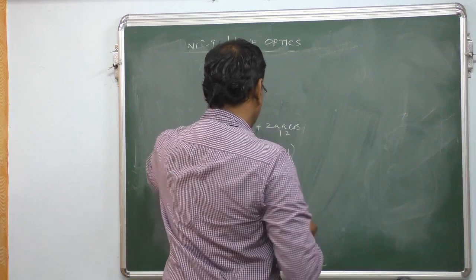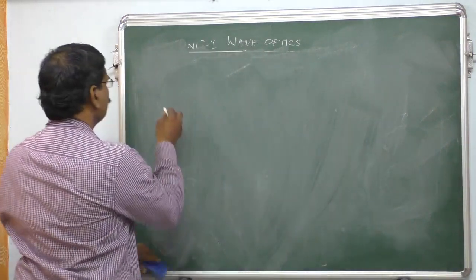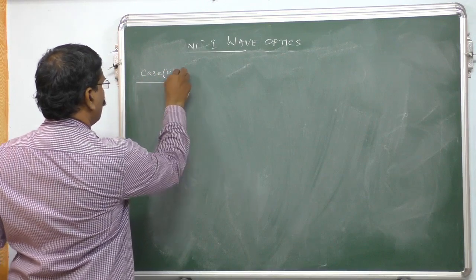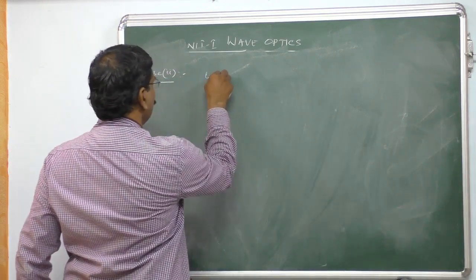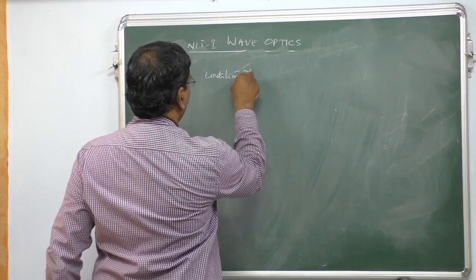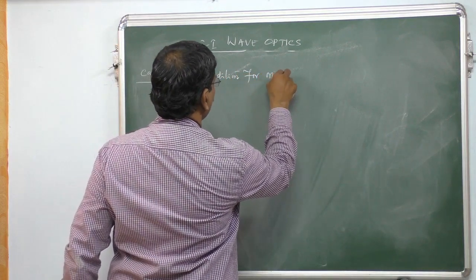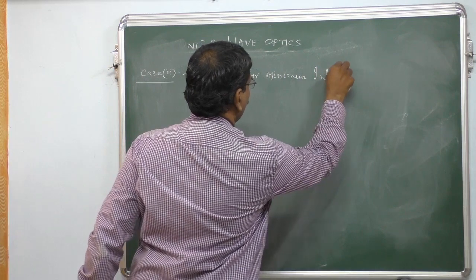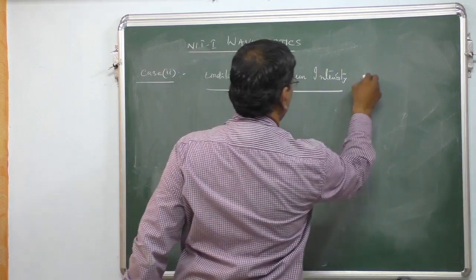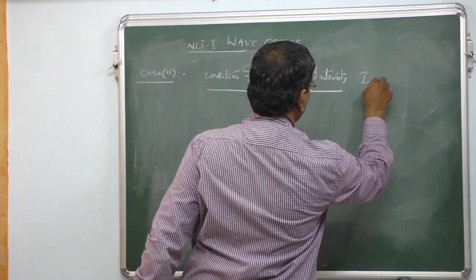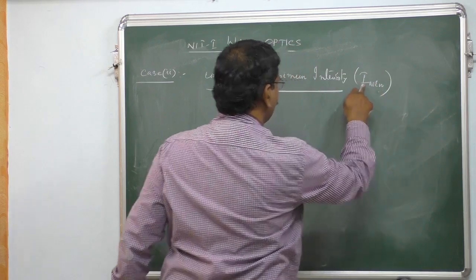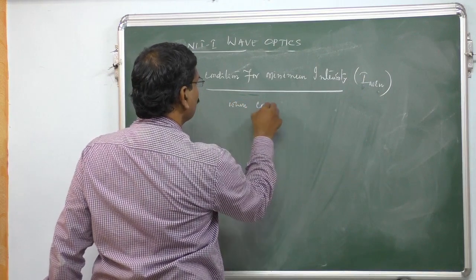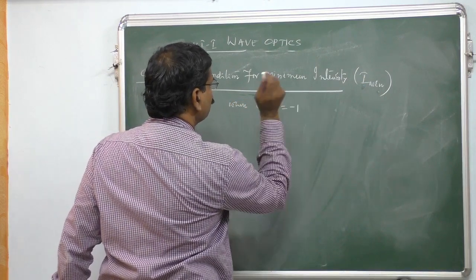Condition for minimum intensity. దీన్ని మనం కాంపిటీషన్ లో I suffix MIN అంటాం. అంటే మినిమం ఇంటెన్సిటీ. ఇప్పుడు ఏం జరుగుతుందంటే when cos phi equal to minus 1, అప్పుడు ఏమవుతుంది?